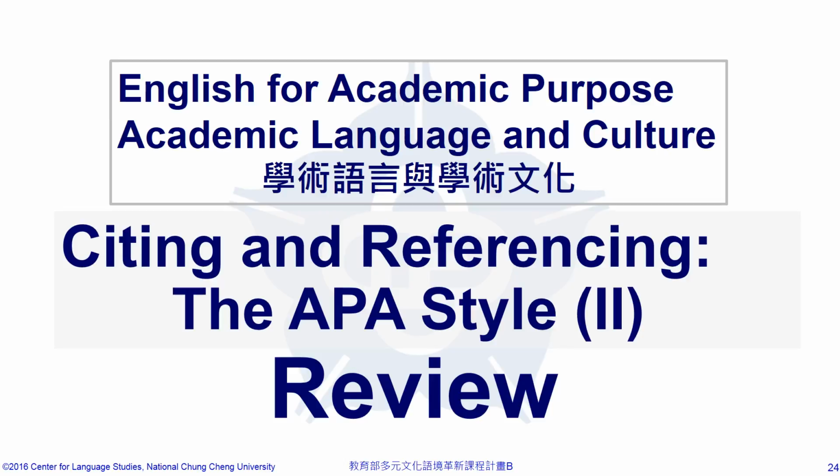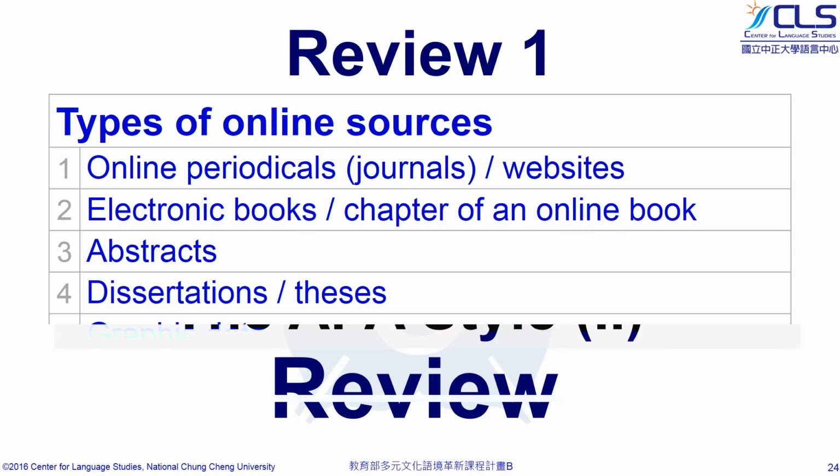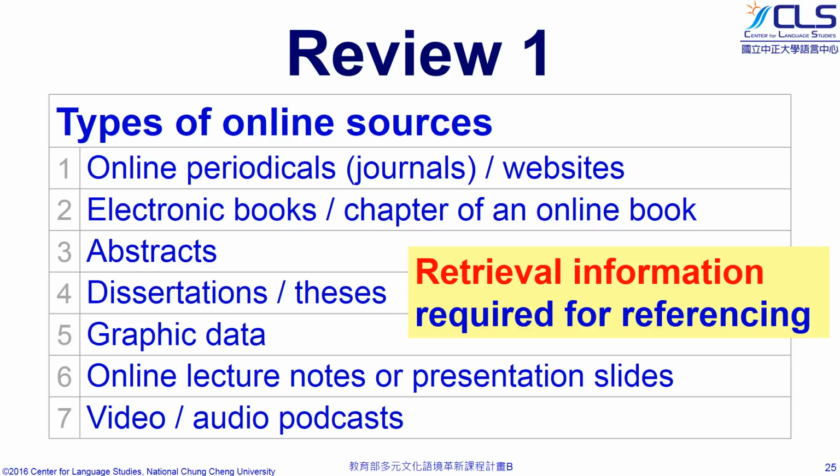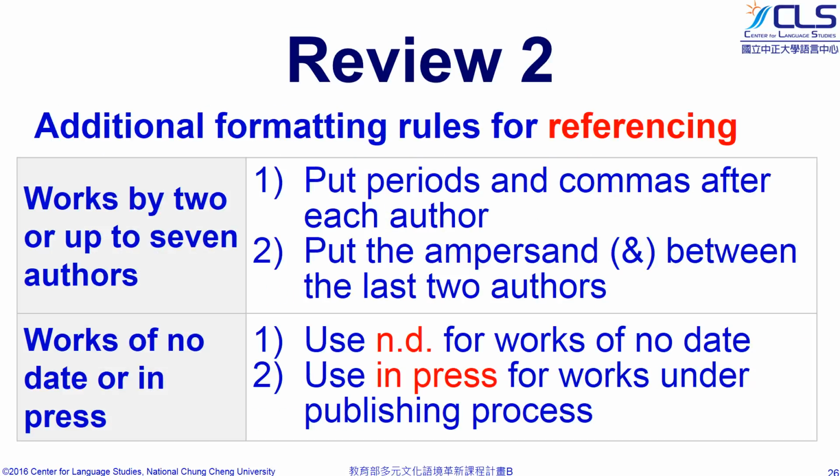Now let's review our lesson on part 2 of the APA style for citing and referencing. These are common types of online sources, and the retrieval information is required for referencing. And these are formatting rules for referencing in addition to the basic author date rule of the APA style.